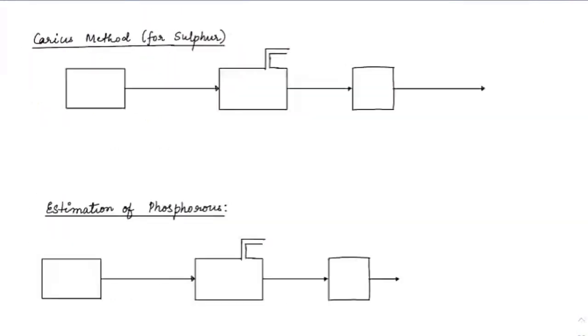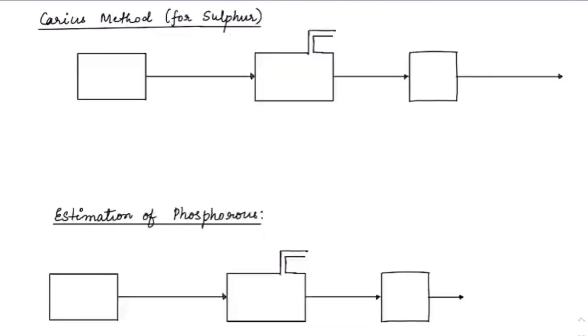So let us see the same process for sulfur now. This time we are doing it for sulfur. So I have taken W grams of organic compound. See how it is the same pattern. This time also I am using concentrated H2SO4 and concentrated HNO3 and keeping it for 4 to 6 hours.